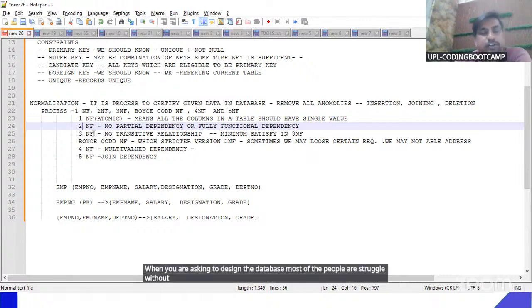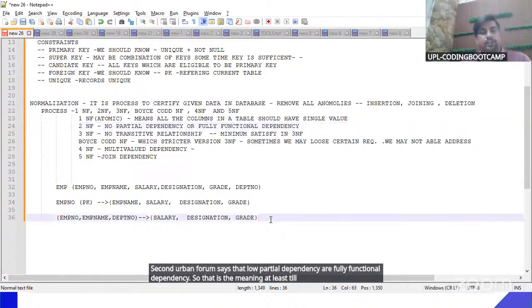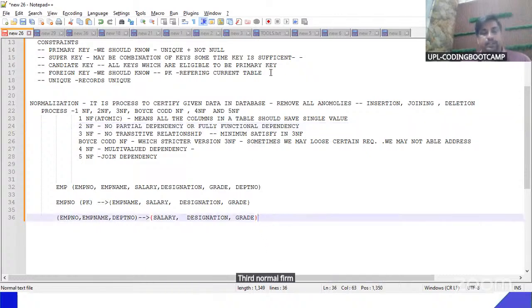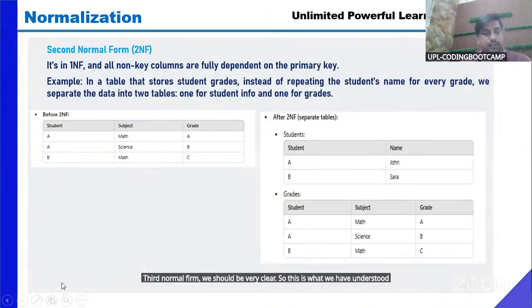Simply they will check and all those things. You should validate each table. First normal form: it should have atomic values. Second normal form says no partial dependency, that is, full functional dependency. So that is the meaning. At least till third normal form, we should be very clear. This is what we have understood as a part of second normal form.